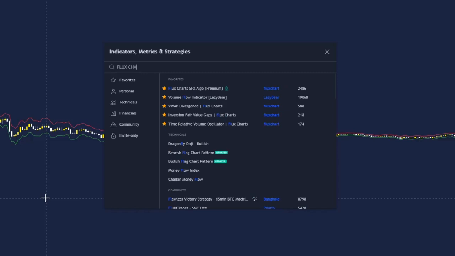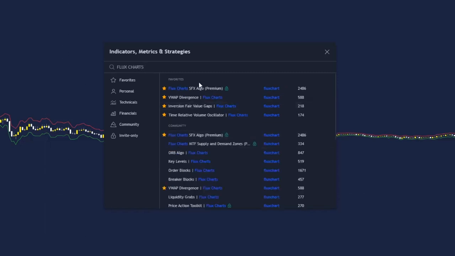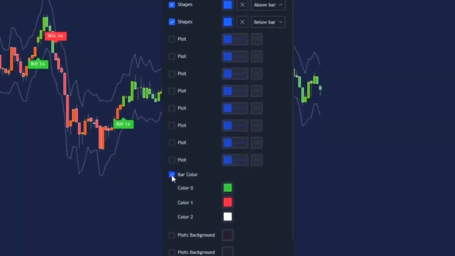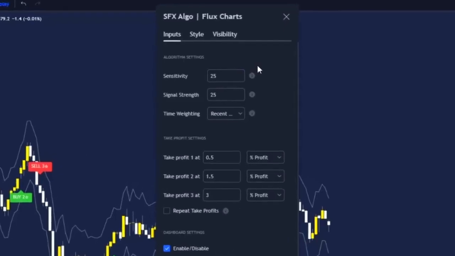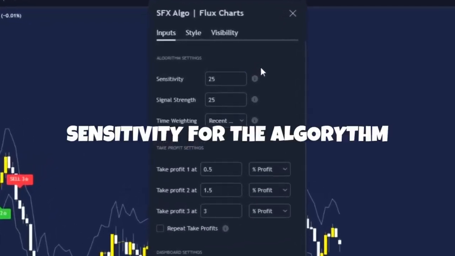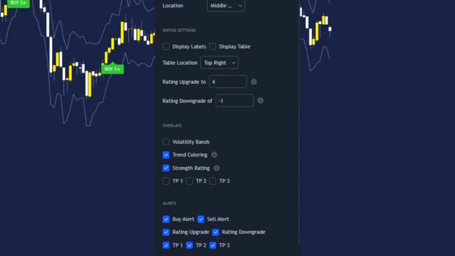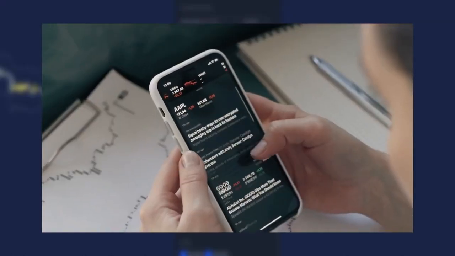Click on indicators again and type in FLUX CHARTS, and we will be adding the FLUX CHARTS SFX algo by, you guessed it, FLUX CHARTS. Click this once and then we're going to change some of the settings. For the style section, I have removed the bar colors. And then on the inputs, I have changed the sensitivity for the algorithm to 25. I've then turned off the display labels and display table, turned off volatility bands, and finally turned off TP1, TP2 and TP3.